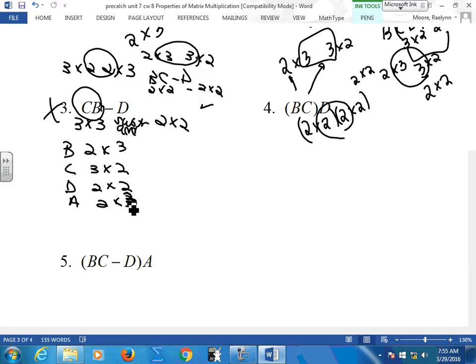It works from ordered operations. And if we did this one out, we could show that the distributive property works for this.